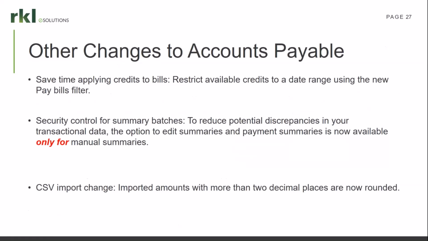Security control for summary batches to reduce potential discrepancies in your transactional data. The option to edit summaries and payment summaries is now available only for manual summaries. If you have automatic summaries coming in or summaries created outside, they will not be able to be updated, only manual ones. And CSV import changes: imported amounts with more than 2 decimal places will now be rounded instead of throwing you an error.